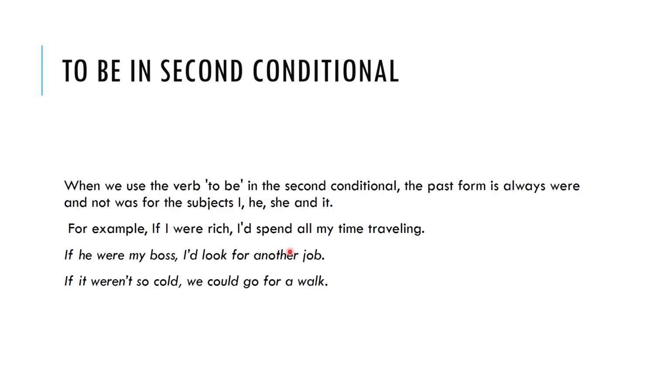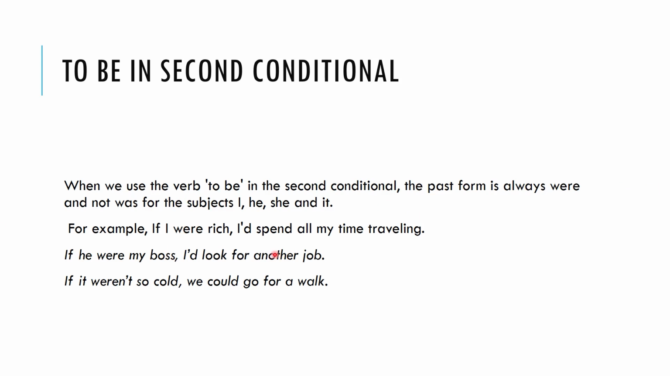To be verbs in second conditional. As we said, we use the past simple in the second conditional. But when we use the verb to be in the second conditional, the past form is always were and not was for the subjects I, he, she, and it. You know that in the simple past, when we use to be verbs, for singular subjects we use was, and for plural subjects we use were. But here it's different. With singular or plural subjects, we always use were. Look at the examples.